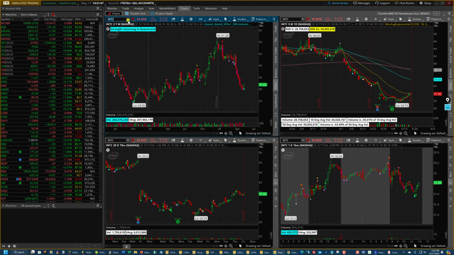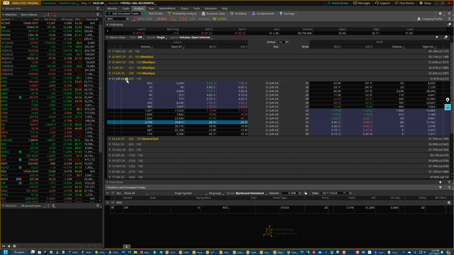And I'm going to go into the Analyze tab. Like I said, I'd like to go out about a month just to give these a chance to work. The advantage of a month is they have time to work, but they move very slowly. If you want faster movement, you should trade shorter time frames. Now, the first place I look is volume and open interest.